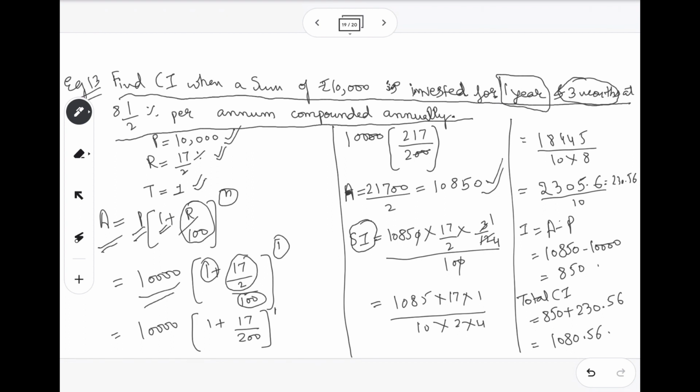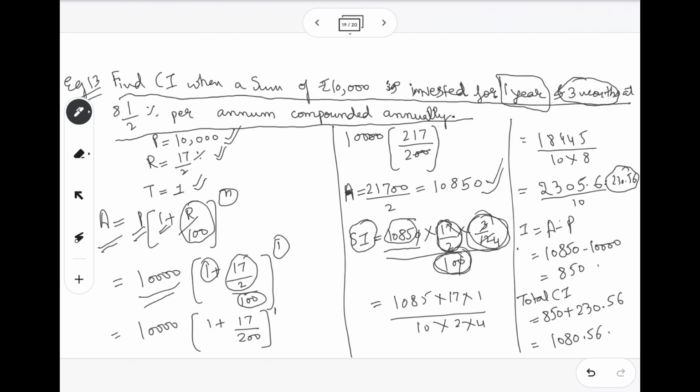We know the formula of simple interest, which is equal to principal into rate into time divided by 100. On putting the values, we get 10850 into 17 by 2 into 3 by 12. As we know that we have to convert months into years, so it is 3 by 12, divided by 100. On solving this, we get the value of simple interest as 230.56.